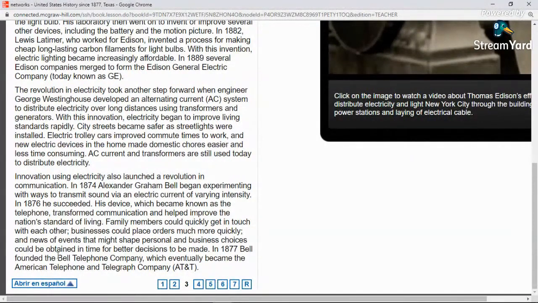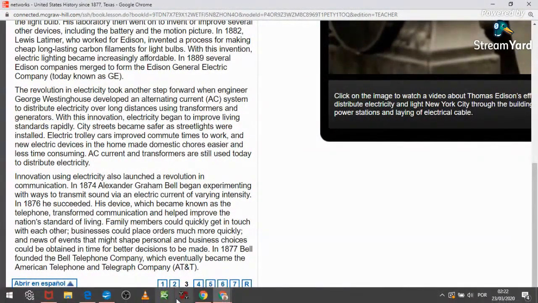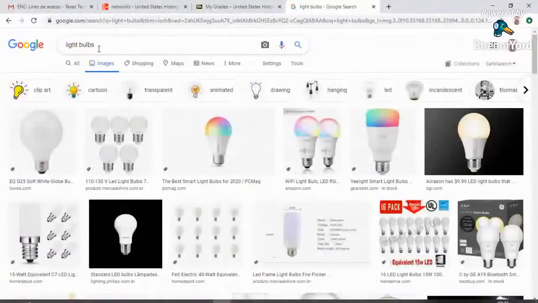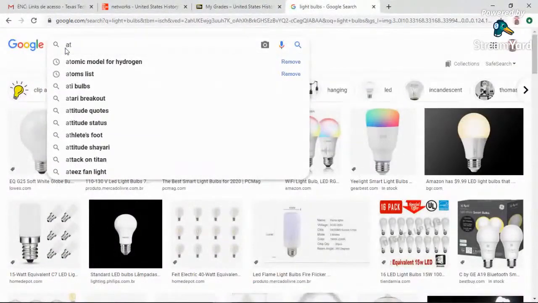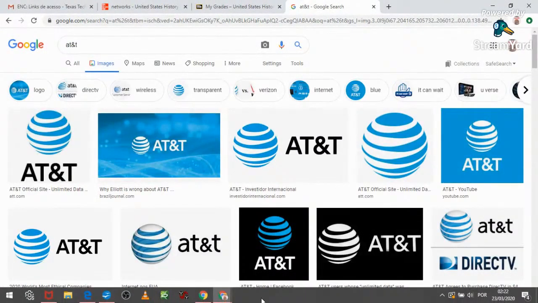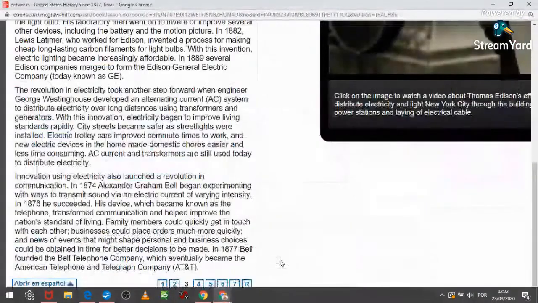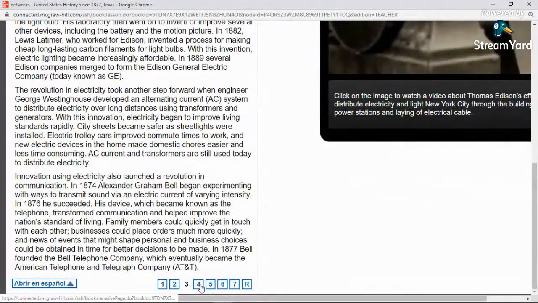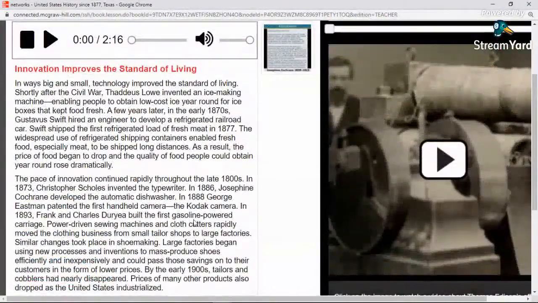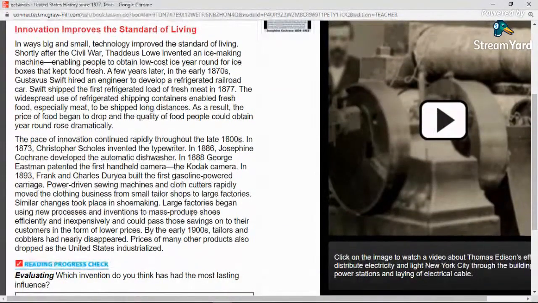And eventually his company became American Telephone and Telegraph Company, which is AT&T, which guess what? Also still exists today. AT&T is still a company today. So you see how these three men definitely had lasting impact. So pick one of these and see which one you think is the best.